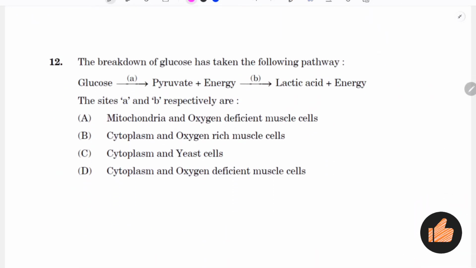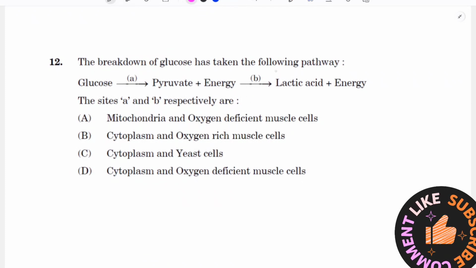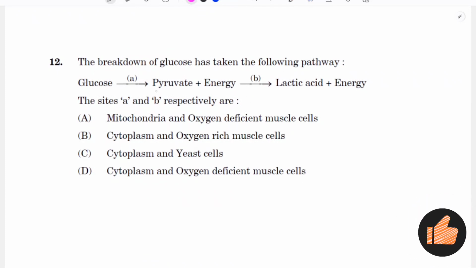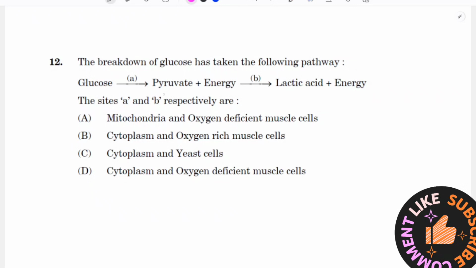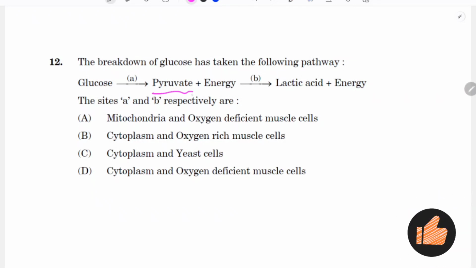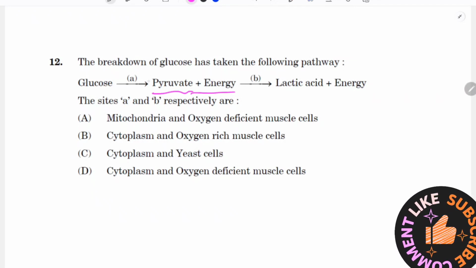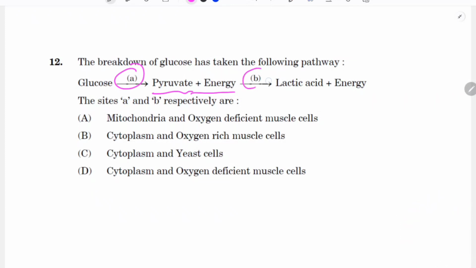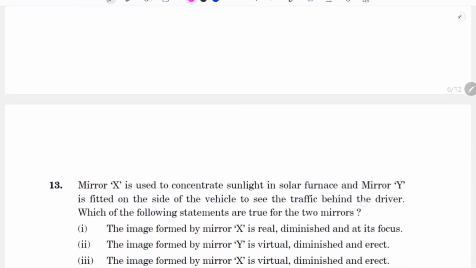Now you are having the 12th question. The breakdown of glucose has taken the following pathway. Glucose is broken down into pyruvate plus energy. Then you have to find what is this A and what is this B here. This gives lactic acid plus energy. So the sites A and B respectively are: what is this A and B? The correct answer here is cytoplasm and oxygen deficient muscles. The correct answer is D.